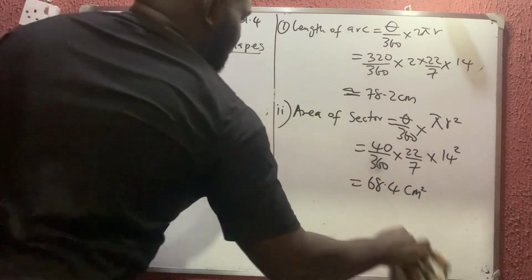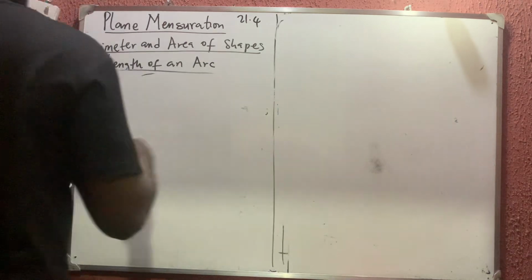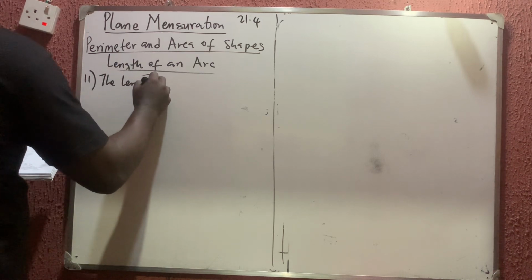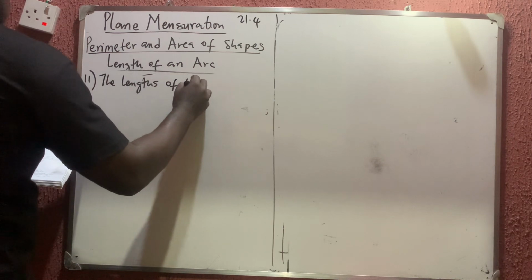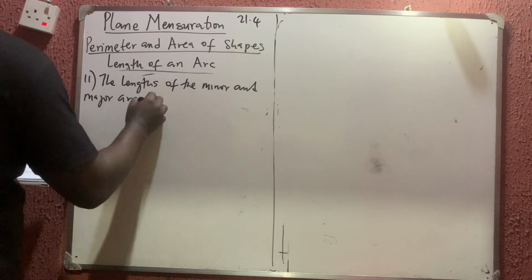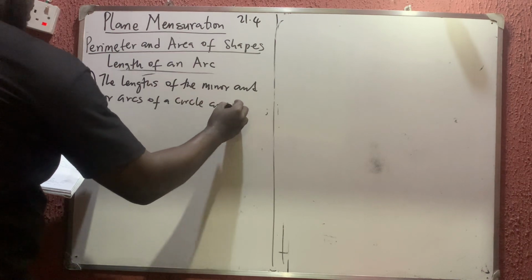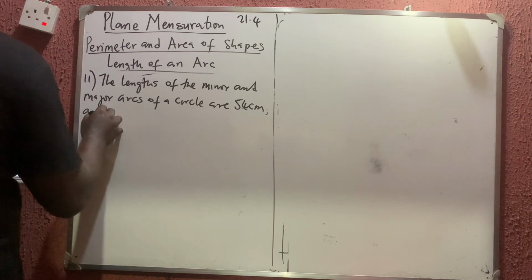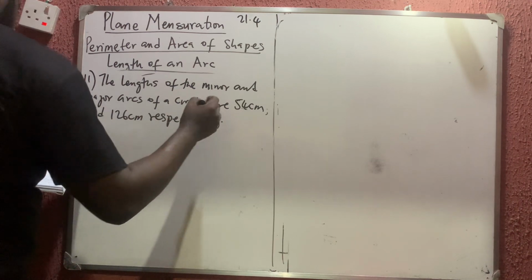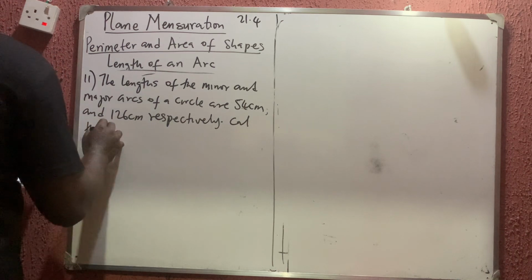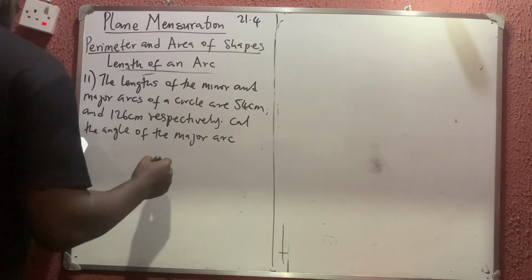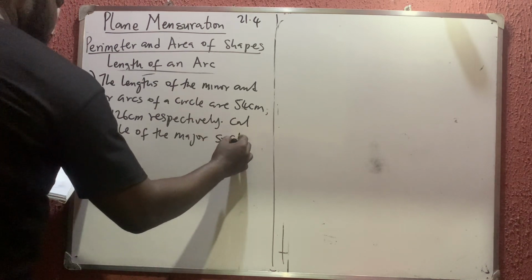Okay, so question number 11 said that the lengths of the minor and major arcs of a circle are 54 cm and 126 cm respectively. Okay, we should now calculate the angle of the major sector.